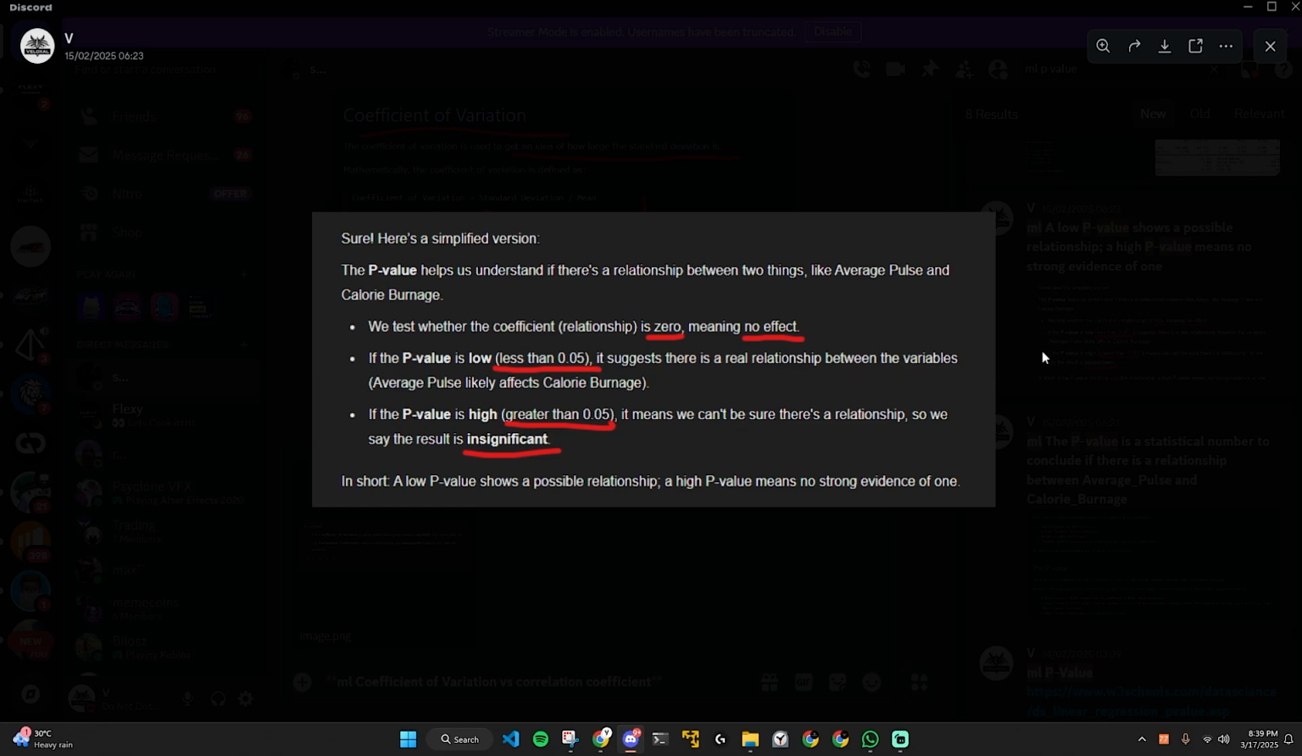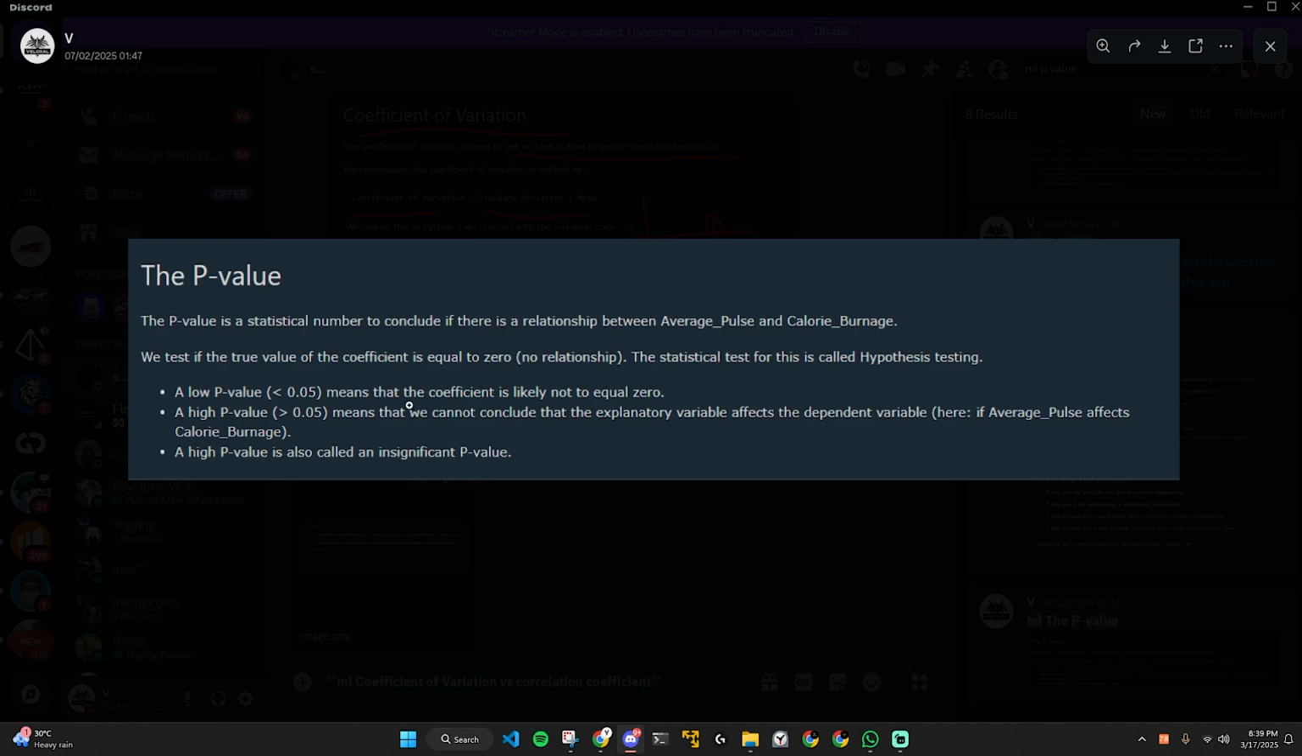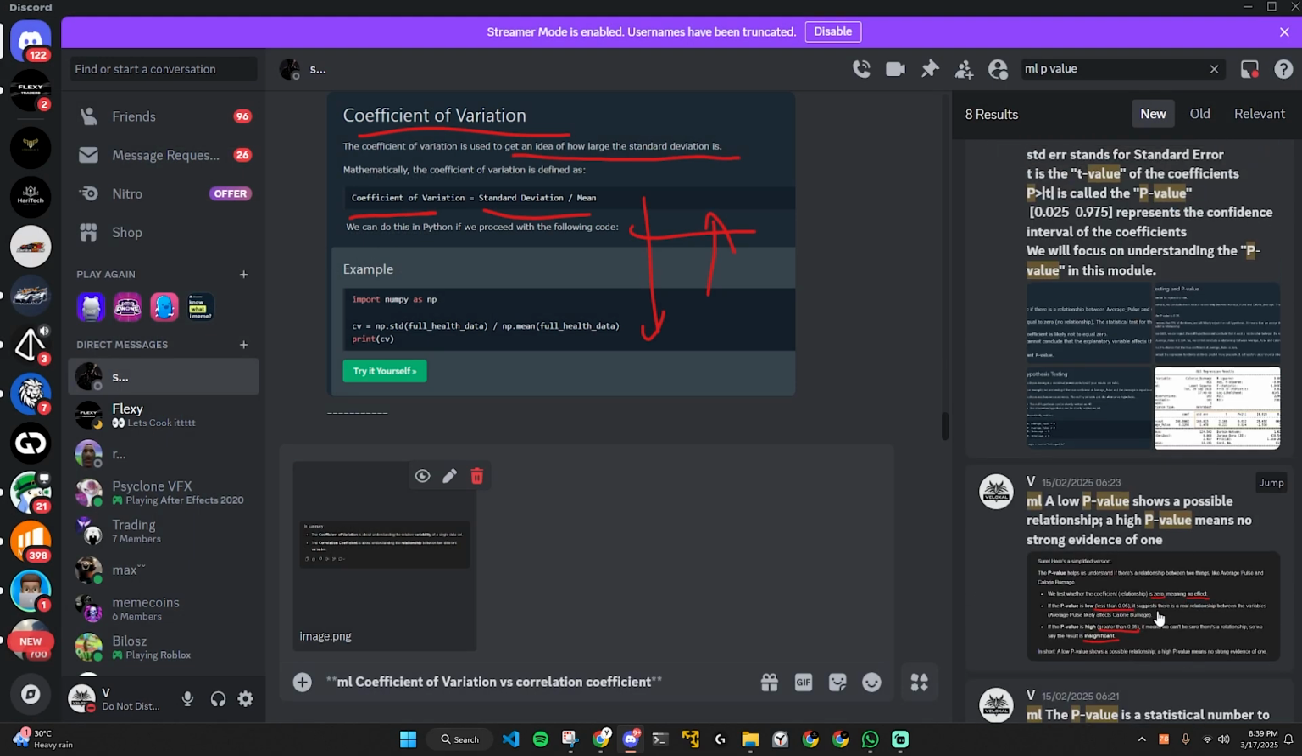So the p-value needs to be no, but the relationship is 0, meaning no effect. But what's the difference between the r-value and the p-value? R tells you the strength and the direction of the relationship. P tells you if the strength is statistically meaningful. Right, but I need a real example. Where is it? I forgot where the R-value was.